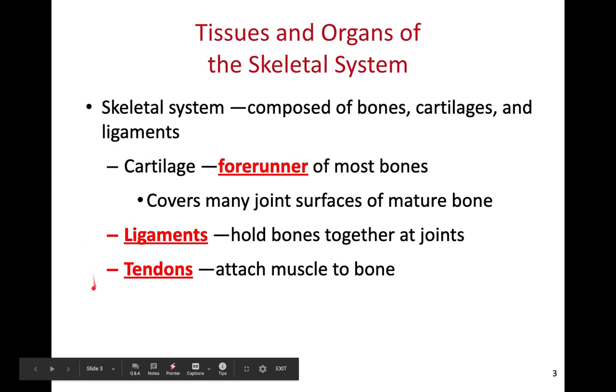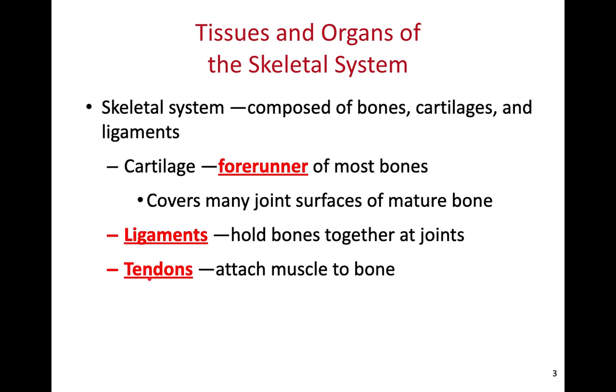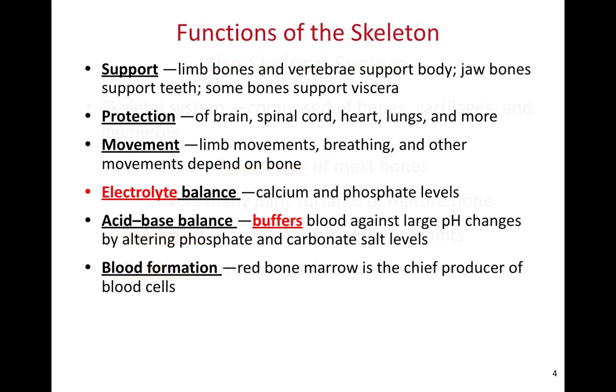As we look at ligaments and tendons, they are made of the same kind of tissue, that dense, regular connective tissue. And the difference between them is that ligaments are a bone-to-bone connection. A tendon is a bone-to-muscle connection.